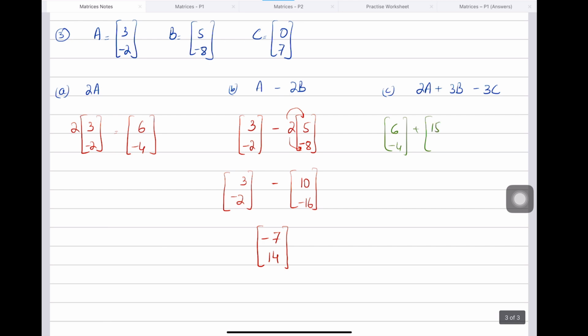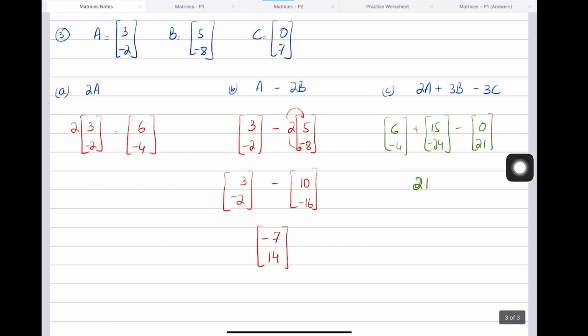3 times 5 is 15. 3 times minus 8 is minus 24. Okay, minus 3 into c. So 3 into 0 is 0. And 3 into 7 is 21. Okay, so let's see what do we get. 6 plus 15 is 21.